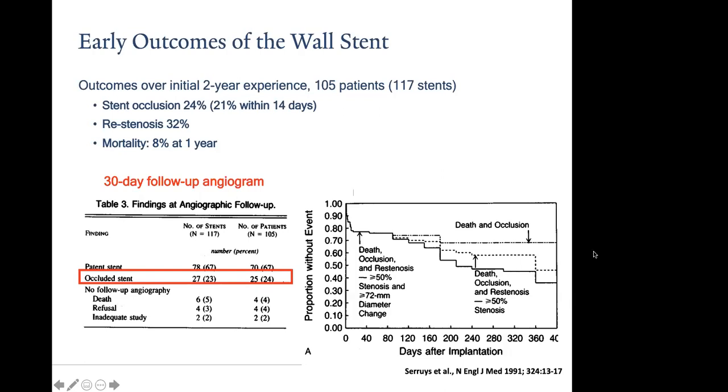If you look at 1 year of follow-up and the proportion of people who did not have an event, by 1 year, more than 50% of people had an event, which was death, occlusion, and restenosis greater than 50%.